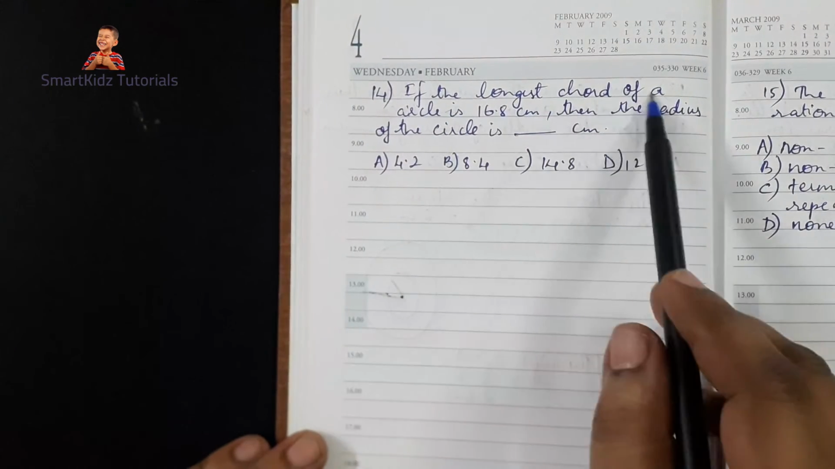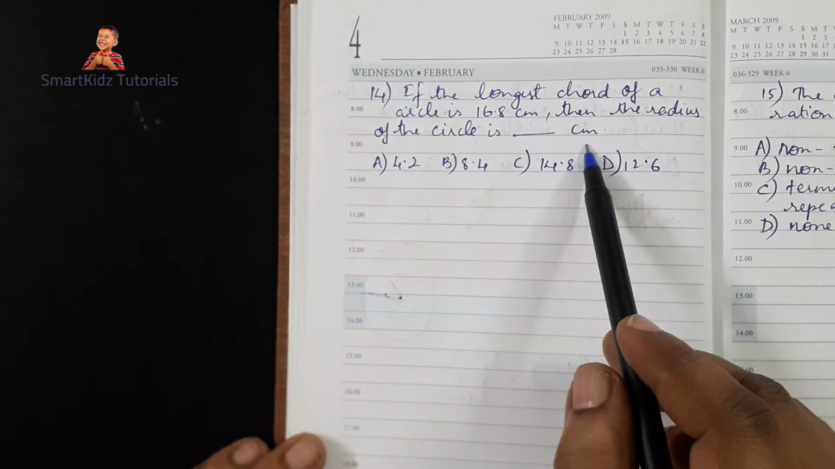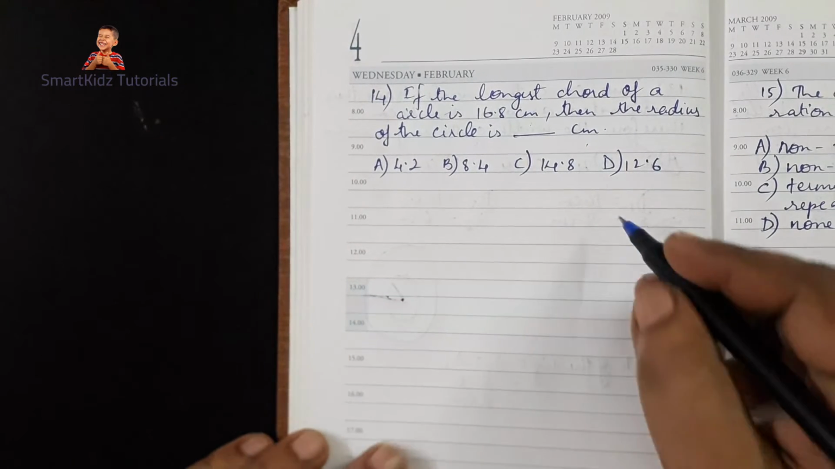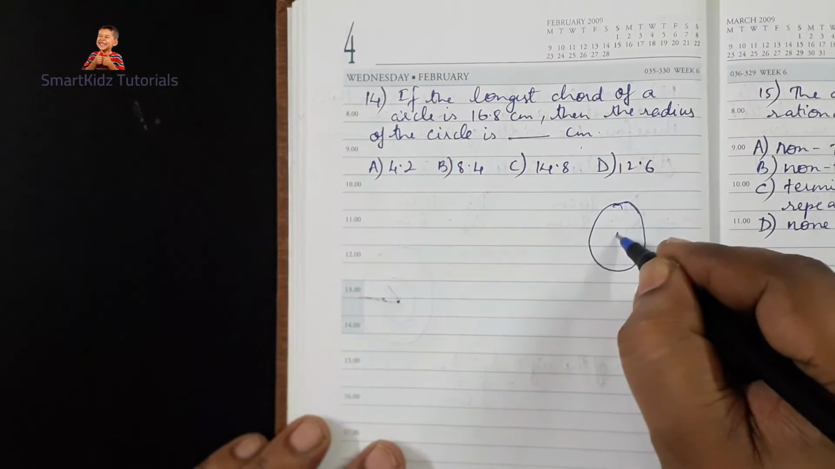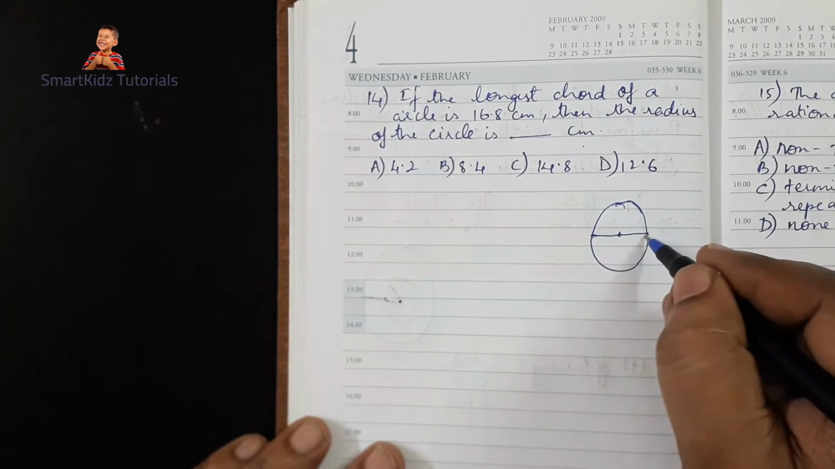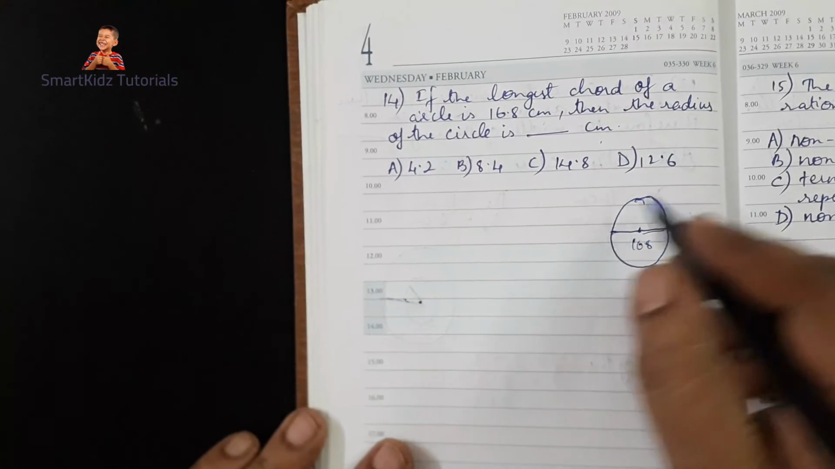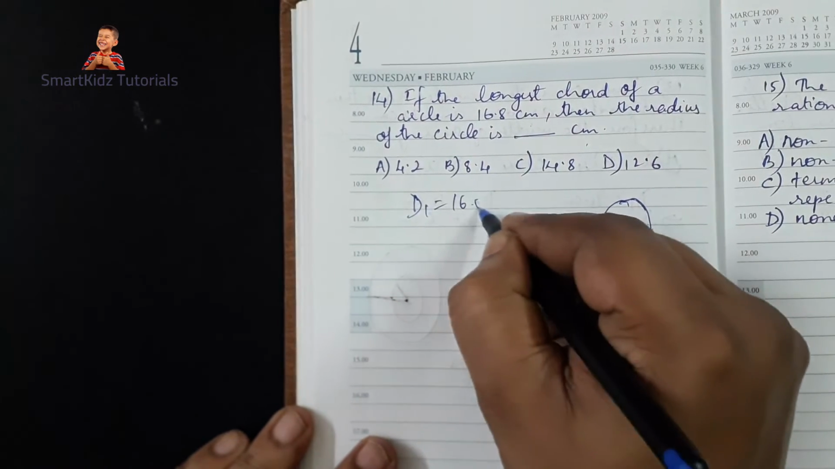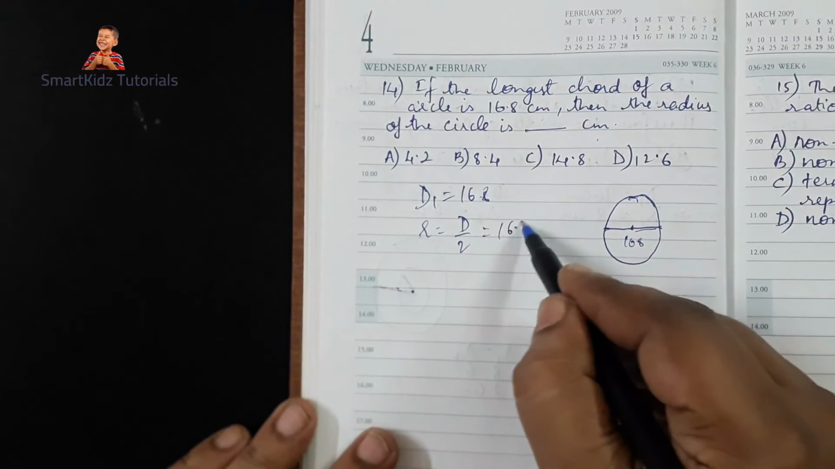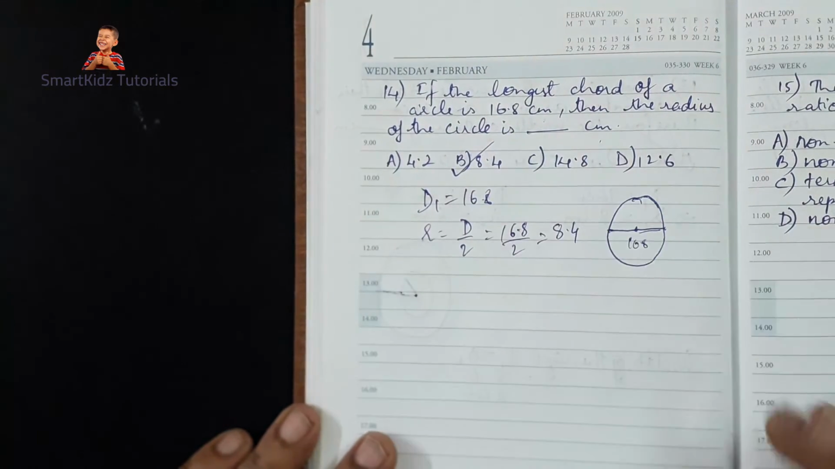Question 14. If the longest chord of a circle is 16.8 centimeters, then the radius of the circle is dash centimeters. The longest chord of a circle is equal to the diameter of the circle. So if you take a circle like this, and this is the center, this is a chord, and this is also a diameter because it is passing through the center of the circle. So if this full thing is 16.8, then the radius is going to be half of that. So diameter is 16.8, so radius is diameter upon 2, which is 16.8 upon 2, which is equal to 8.4. The correct choice is B.